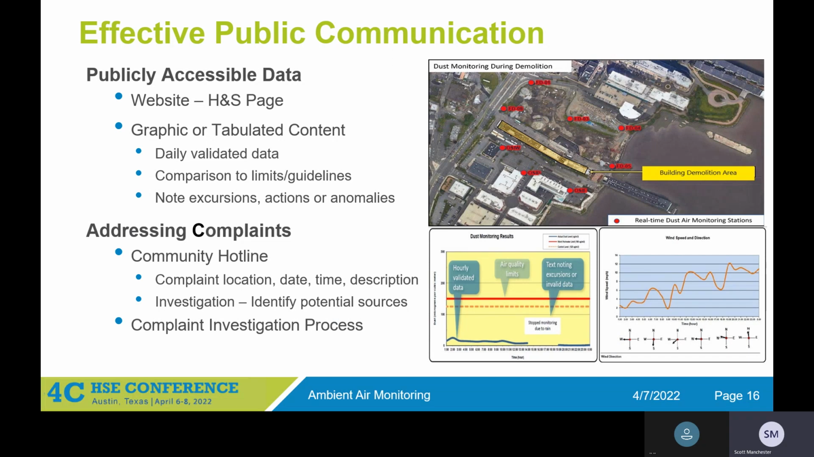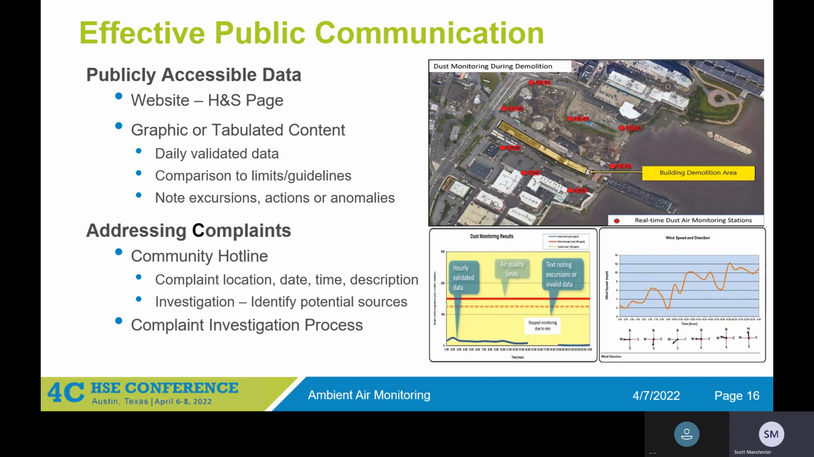We also found it helpful to note callouts on excursions, if there are any, or inactions. If something is high, call it out and say what it was due to, and what the action was to correct it, or any anomalies in the data. There's a dropout in this graph where monitoring was not hidden, it stopped. There was no data for that period, and we annotated that specifically because in this case, due to rain, there was no monitoring for that period.